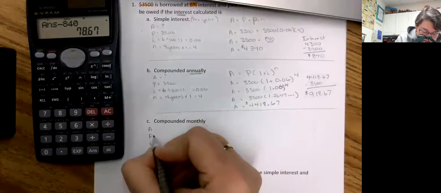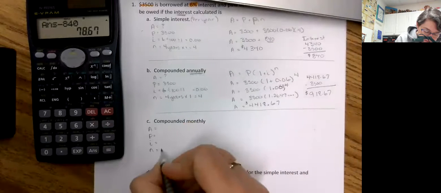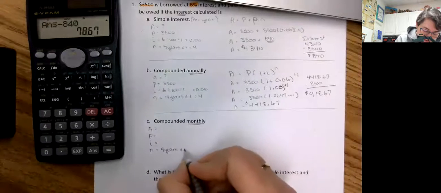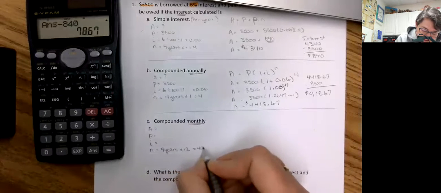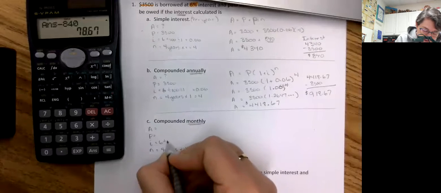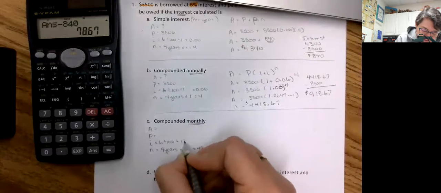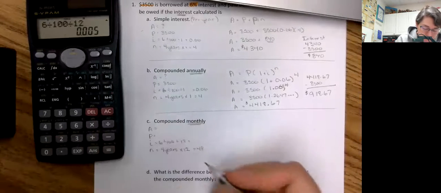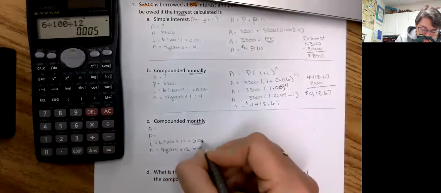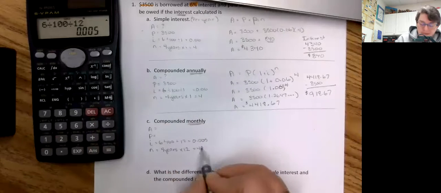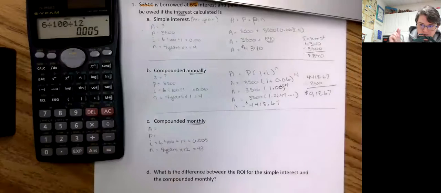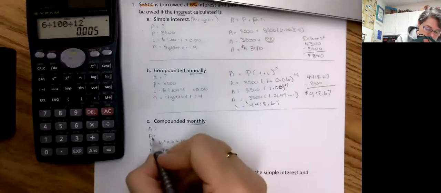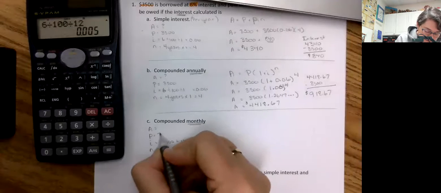A, P, I, N. So now we've got 4 years, but compounding monthly, so we need to go times 12. It's going to be 48. So my interest is 6 divided by 100 divided by 12, 0.005. So even though this goes up, the interest per time period goes down. So it's kind of like, which one's going to be more powerful? And our original investment is still the $3,500.